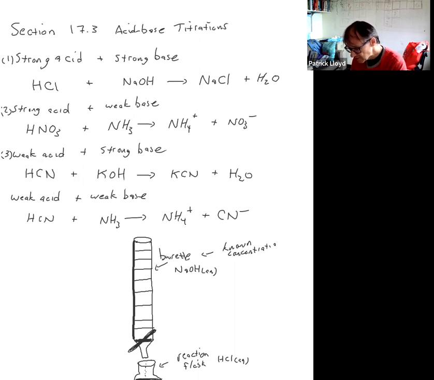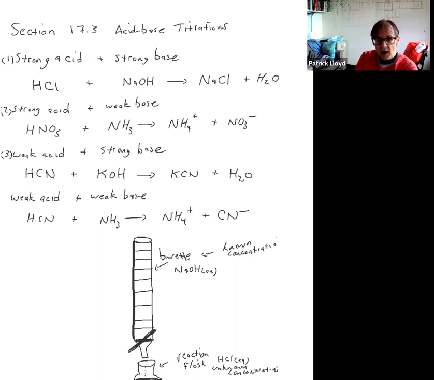And what's in the flask is typically an unknown concentration. But for the calculations that we're going to be doing, both are known concentrations. And by knowing both of their concentrations, that will allow us to calculate the pH of the solution.